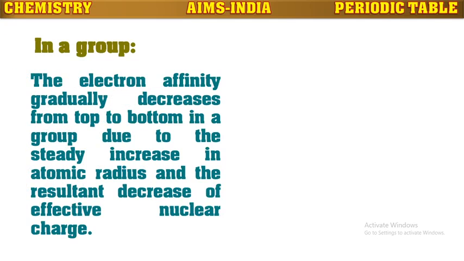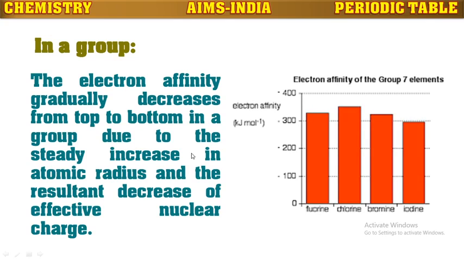If you see in a group, the electron affinity gradually decreases from top to bottom. This is due to the steady increase in the atomic radius and the resultant decrease of effective nuclear charge. If you observe one of the groups here, halogens, from fluorine to iodine, it decreases.